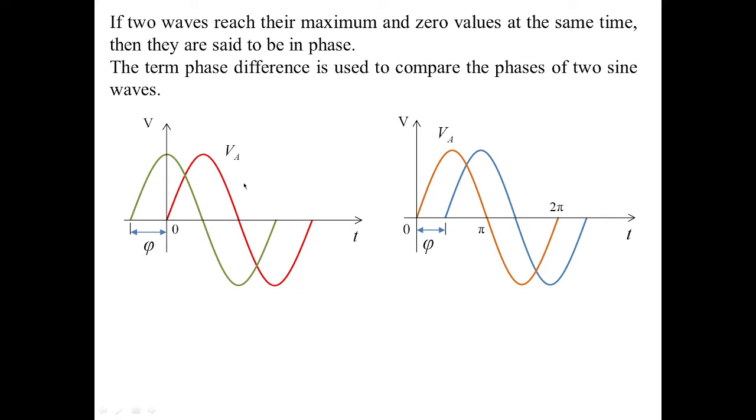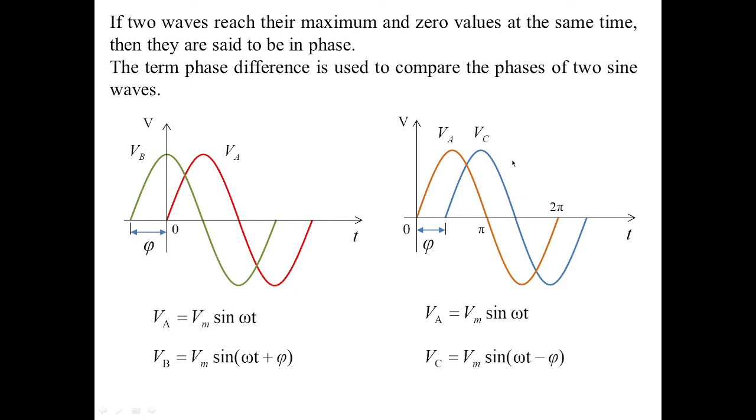If I'm treating the red wave and the orange wave as voltage wave VA, which is given by VA is equal to Vm sine omega t, then the green wave I'm treating as voltage wave VB, which is Vm sine omega t plus phi. Similarly, I'm treating the blue voltage as VC. VC is equal to Vm sine omega t minus phi.